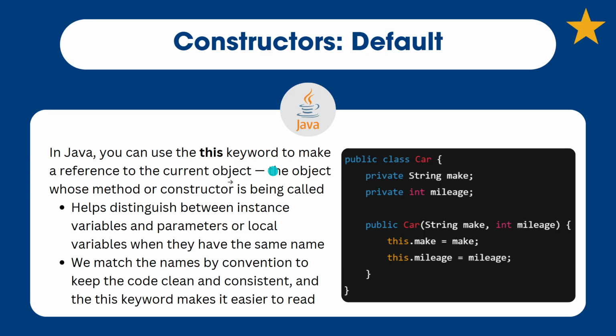So you can use this keyword to make a reference to the current object. That's what this is saying. It's saying, hey, this object's make, set it to the make parameter. This object's mileage, set it to the mileage parameter. So it makes it more readable, right? So that you can distinguish between the attributes and the parameters. Remember, another word for attributes is instance variables. We match the names by convention to keep the code clean and consistent, and the this keyword makes it easier to read. Otherwise, it would just say make equal make, which is actually wrong. You do need the this keyword in there.